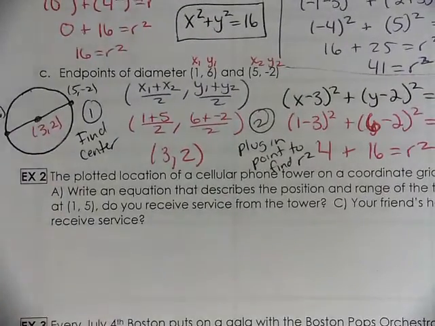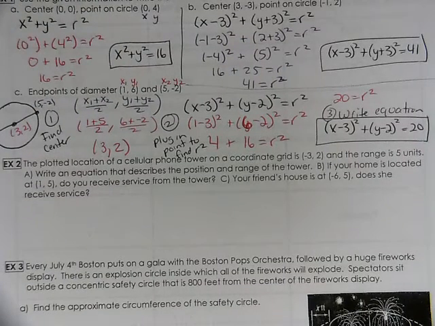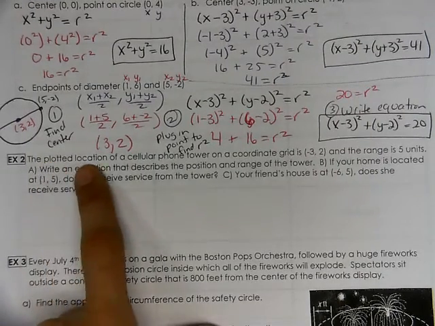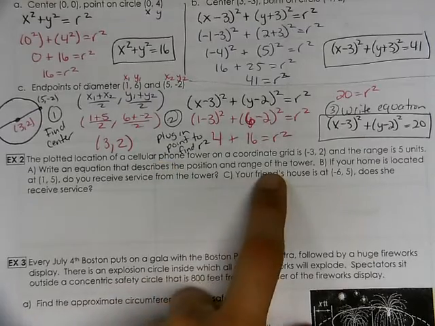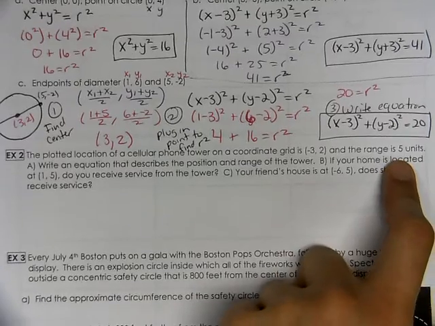Okay, let's look at a story problem. Circles actually show up a lot in real life. You use something with a circular thing every day when you use your cell phone. Cell phone towers have a circular, I don't know what to call it. Range, thank you. Same thing with radar, same thing with airplanes too. All have circular ranges. So here we have a cell phone tower on a coordinate grid at negative 3, 2. The range is 5 units.